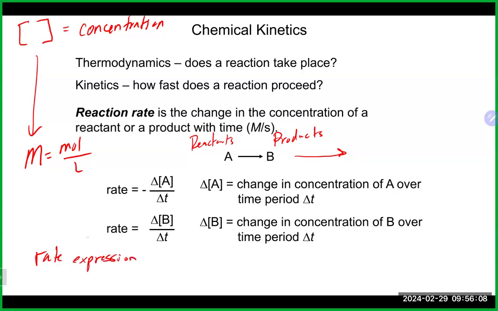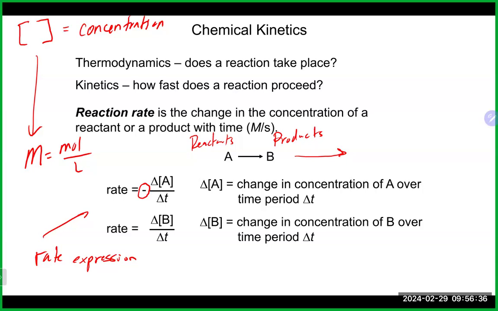And we could say that the rate is equal to negative the change in the concentration of A over the change in time. Now, as we just talked about, we would expect the concentration of A to be decreasing with time. And that is why for our reactant there, we actually have a negative in front of it. I'm going to explain to you why that negative is there in just a second.